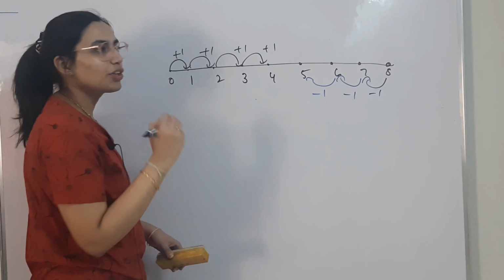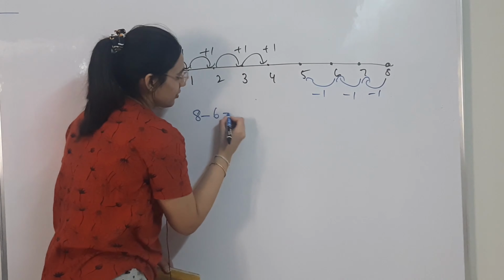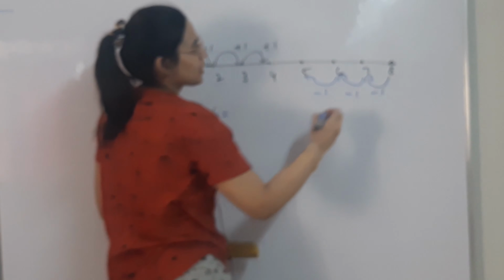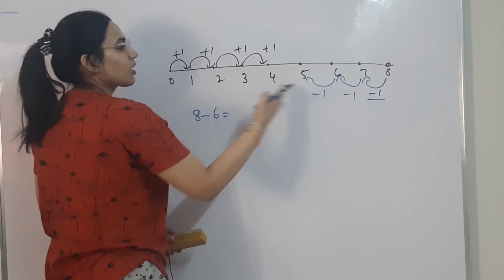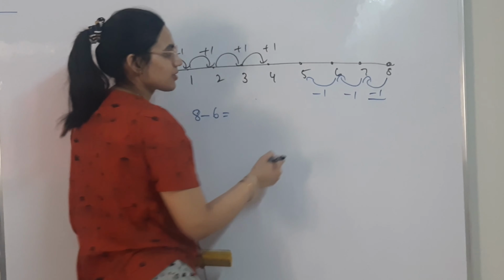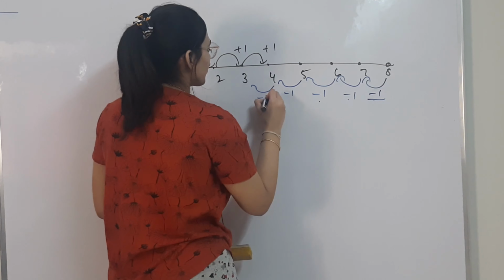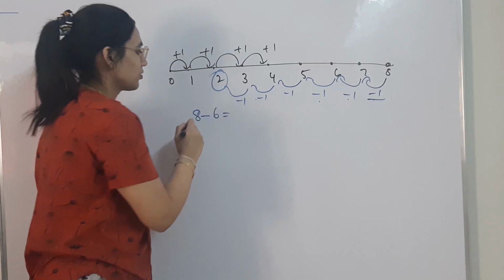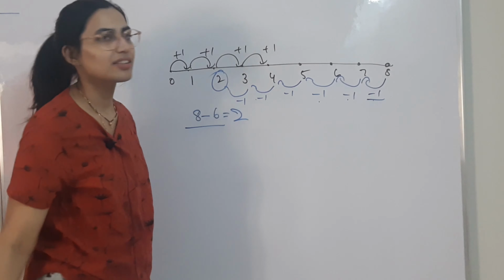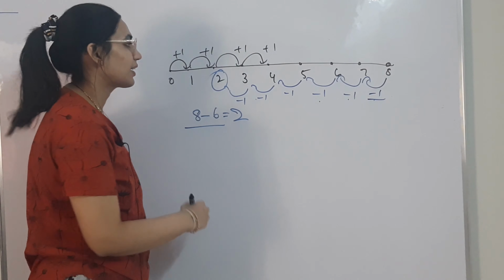Right? Now how do you subtract using a number line? For example, 8 minus 6. Start from 8 and come back 6 times. It is minus 1, minus 1, minus 1, minus 1, minus 1, minus 1. We landed at 2. So 8 minus 6 is 2. That's how you subtract. Let's take another number.